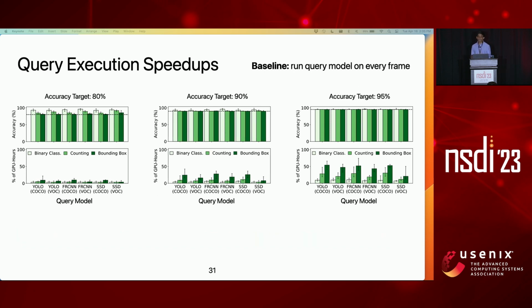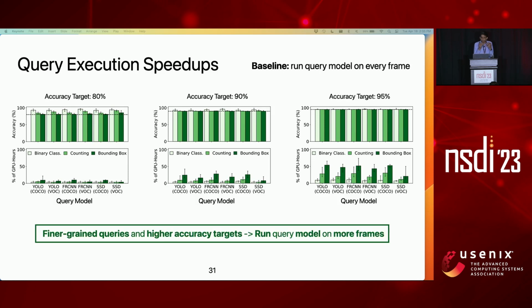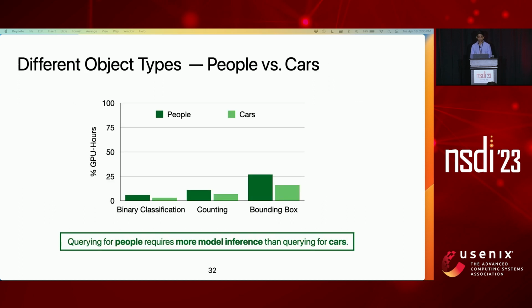And you'll notice that as the queries become more challenging, whether it's a more complex query type like finding the bounding boxes or a higher accuracy target, Boggart automatically adapts by running the query model on more frames to meet the required accuracy. And the reason is that such queries require higher levels of precision, therefore shorter propagation distances and more corrections to be made during query execution.